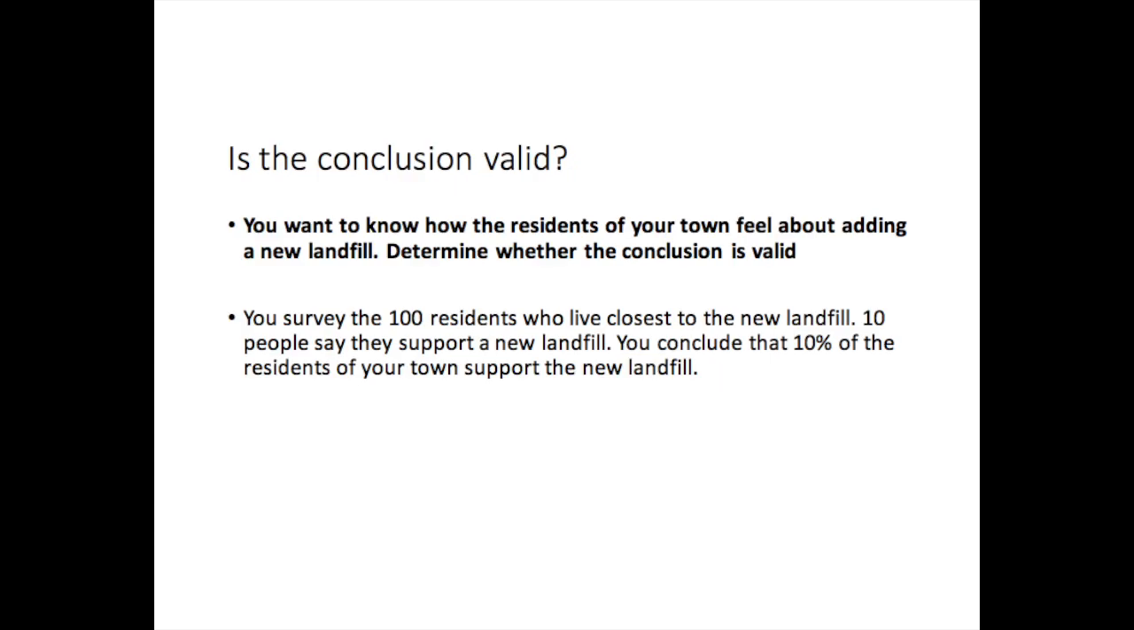Next, let's practice finding out whether a conclusion is valid. That means we're going to use the sample to determine information about the entire population. So the problem says you want to know how the residents of your town feel about adding a new landfill. Determine whether the conclusion is valid. You survey 100 residents who live closest to the new landfill. 10 people say they support the new landfill. So you conclude that 10% of the residents of your town support the new landfill.